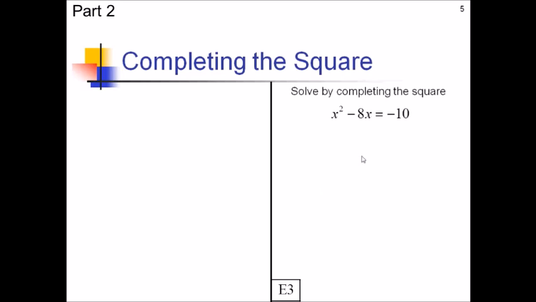So here's where it gets a little trickier. This problem, we definitely do not have a perfect square trinomial. Even if you add the 10 over here, you're not going to have one of those perfect square sandwiches. So what do we do? Well, we're going to kind of force the issue.